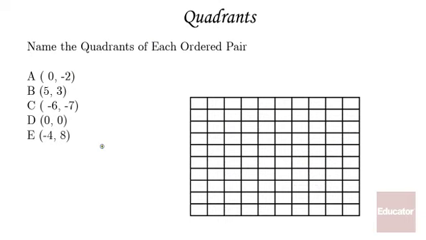Now let's name the quadrants of each ordered pair. I'm going to name the quadrants by first plotting the points, and then we can see their location. So here's my y-axis, and here's my x-axis, and I'm going to divide up the grid.